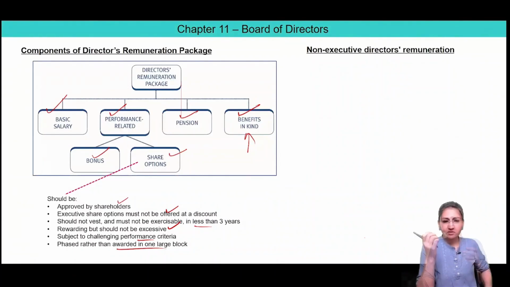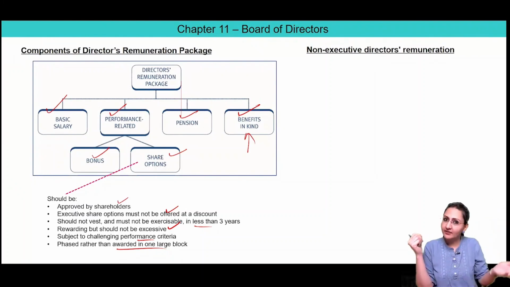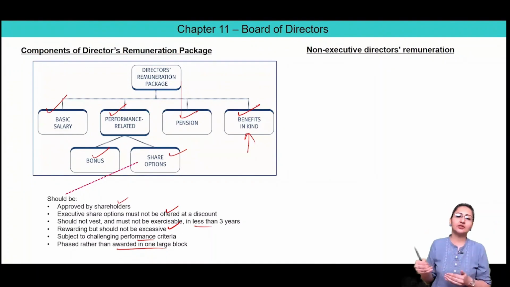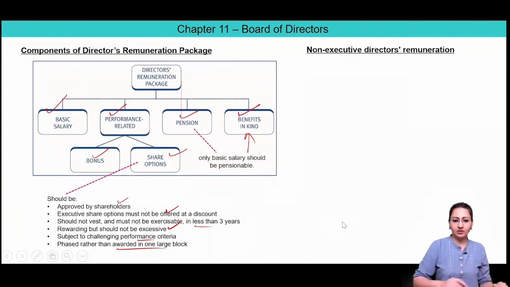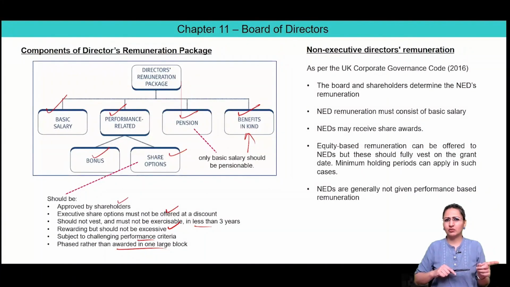Let's suppose 20% of the ESOPs they can exercise after 3 years, then the remaining 60% they can exercise the next year, then the remaining they can exercise after another 1 year. So in phases this should be allocated rather than giving them all the ESOPs together. And a minimum of 3 years must be there before they exercise their ESOPs. Now let's talk about, okay, pension. Only the basic salary should be pensionable. Remember these points, because I noticed a case where the company was giving pension for other amounts also.